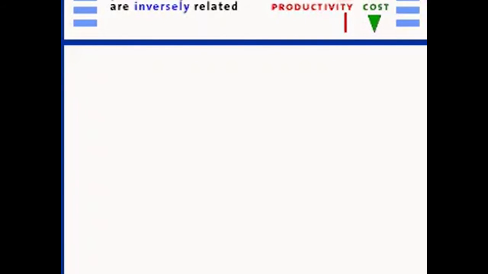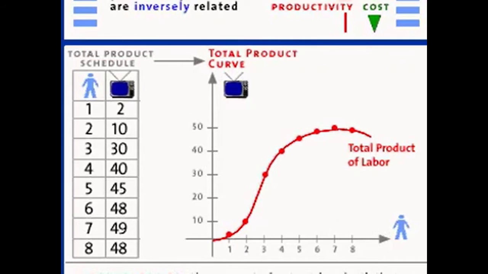For instance, if you hire 2 workers, you'll be able to produce, according to the numbers we've been using, 10 television sets a week. If you hire 3 workers, then you'll be able to produce 30 television sets a week. That's your productivity. Now, think about this diagram viewed from the other direction.